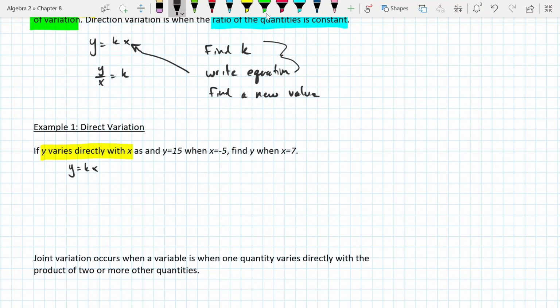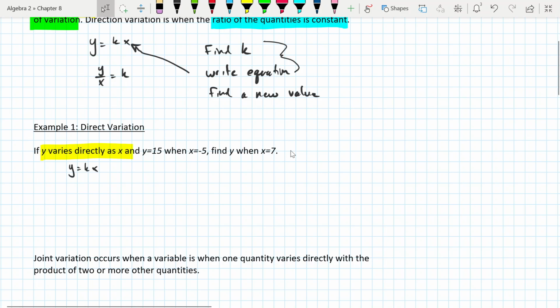Oh, I think I typed it wrong. I always say "with" when I'm saying it verbally, but it should be y varies directly as x. There we go. All right.